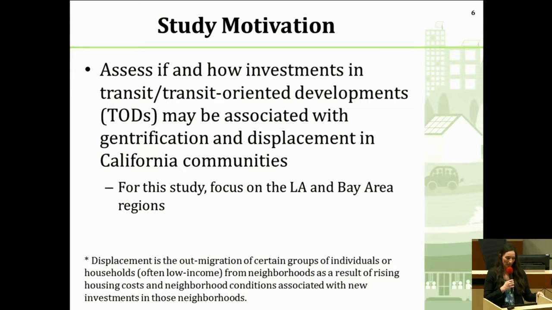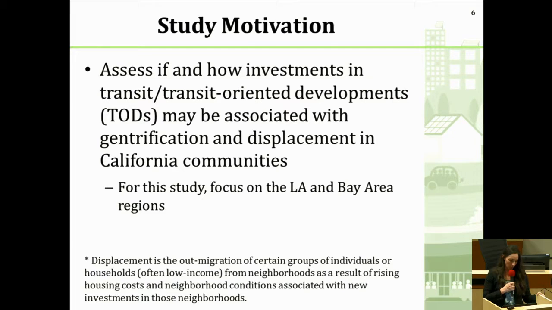So a little bit on our study motivation. The reason why we sought out a study on this topic was so that we could better assess if and how investments in transit and transit-oriented development may be associated with gentrification and displacement in California communities. While there hasn't been a hard causal connection established between transit-oriented development and displacement, from the outset, ARB was aware of the possible implications and therefore asked the researchers, among other things, to examine the range of actions and policies that could be used to minimize the impact, including the need for affordable housing.